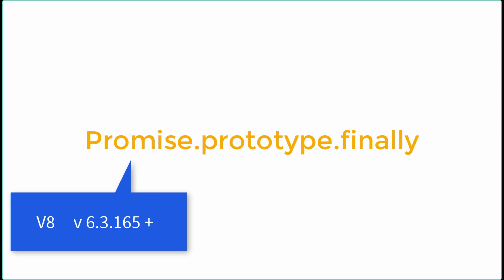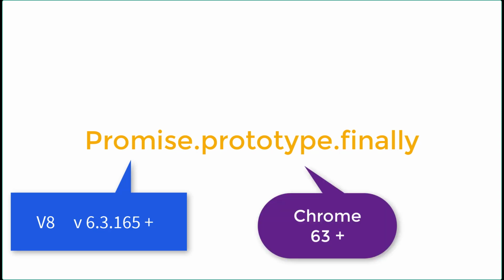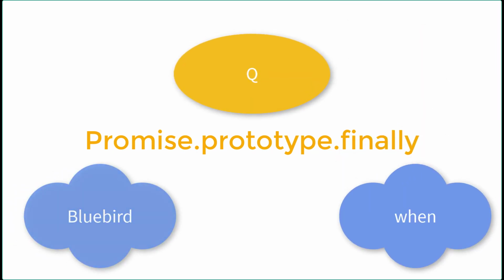Next, let's learn about Promise.prototype.finally. The Promise.prototype.finally is enabled by default in the V8 version 6.3.165 and higher and Chrome 63 and higher. It allows registering a callback to be invoked when a promise is settled, that is either fulfilled or rejected. A number of promise libraries have an implementation of the useful finally method. Bluebird, Q, and When are some examples. So let's dig in and implement Promise.prototype.finally here.